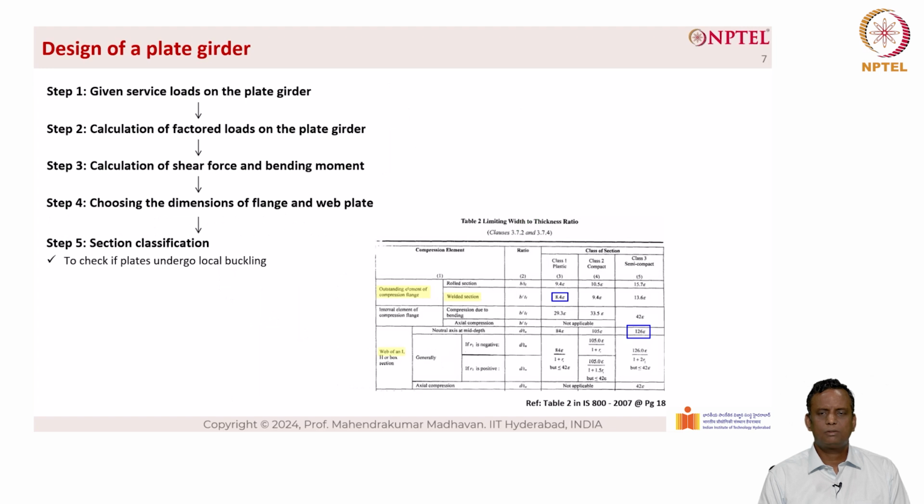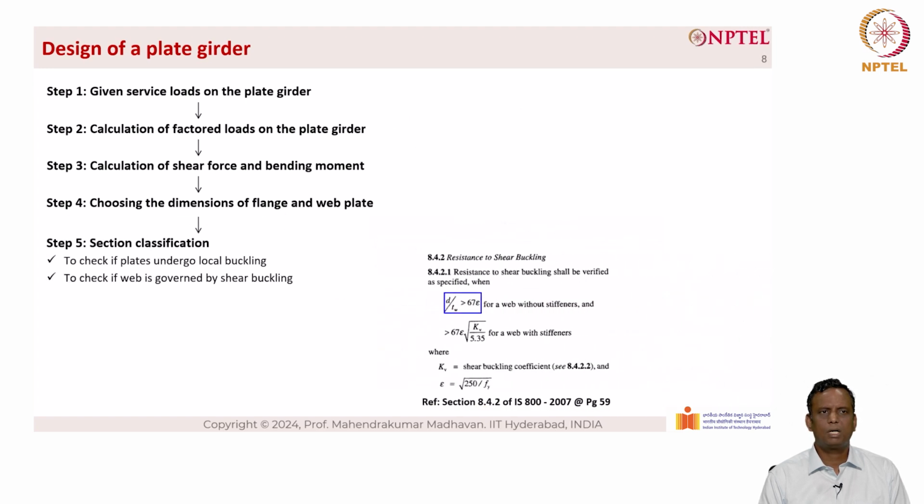TW ranges from 10 to 20 mm. Step 5 is to do section classification to check if plates undergo local buckling. And the next one is to check if the web is governed by shear buckling.